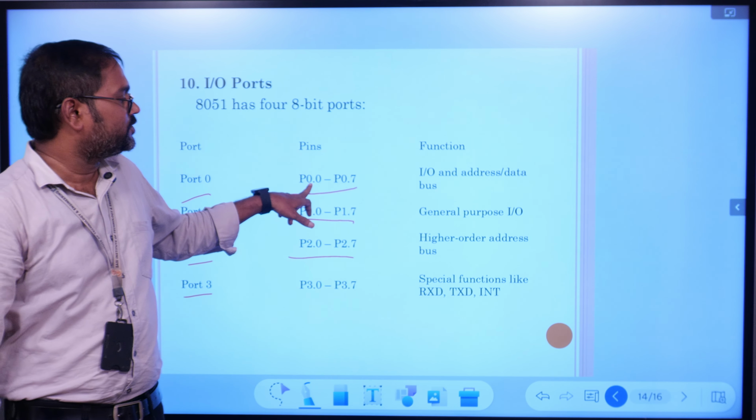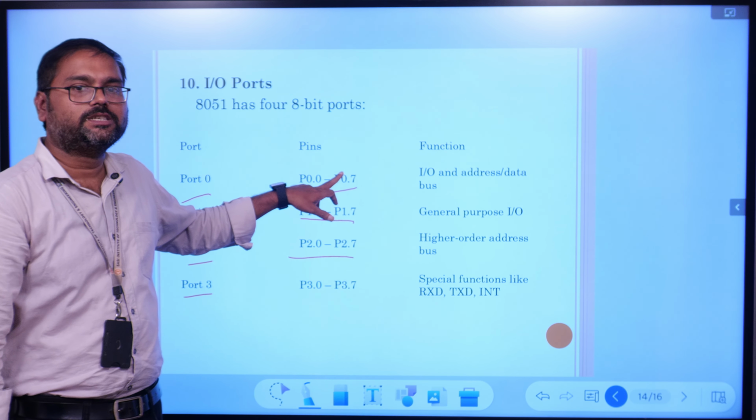Port 0 pins are from P0.0 to P0.7. Similarly for port 1, from P1.0 to P1.7. Like this, each port has a total of 8 bits or 8 pins. Generally the main function of all these ports is that they act as either input port or output port. That is the primary function. In addition to the primary function, some ports also have alternative functions.